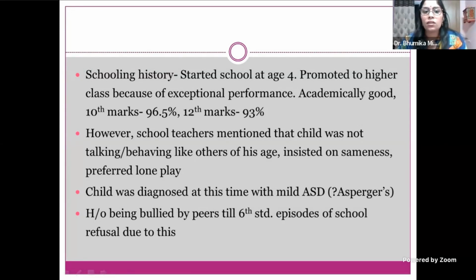At that time, it was mentioned that the child was diagnosed with mild autism spectrum disorder or Asperger's, and there is also a history of being bullied by peers till sixth standard. The child mentions that there was no physical beating up by his peers, but they would call him rash names, and he found a lot of difficulty making friends. So there were also episodes of school refusal for this reason.